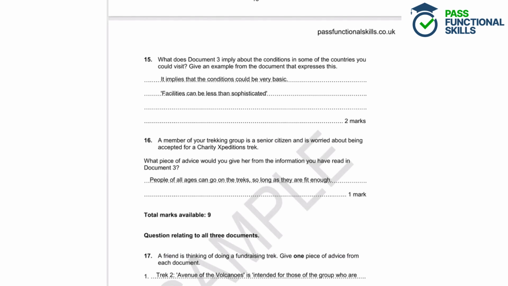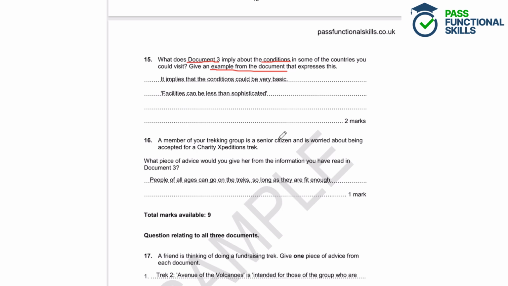Question 15. What does document 3 imply about the conditions in some of the countries you could visit? Give an example from the document that expresses this. So here we're looking at document 3 and we want to find what it implies about the conditions in some of the countries you could visit. So the conditions, we're looking at the kind of accommodation here, just generally what the countries are like, and we need to give an example from the document. So that usually means that we need to provide a quote or evidence from the document in some way.